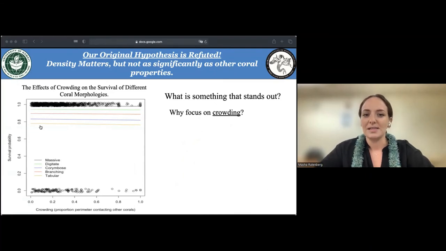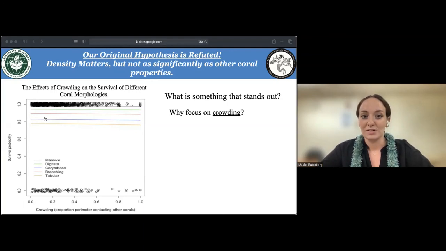Here is a graph that describes the effects of crowding on the survival of different coral morphologies. The x-axis is crowding and the y-axis is survival. What is something that stands out? Well, this specific study did not explicitly study density. Thus, we use crowding as a proxy for density.